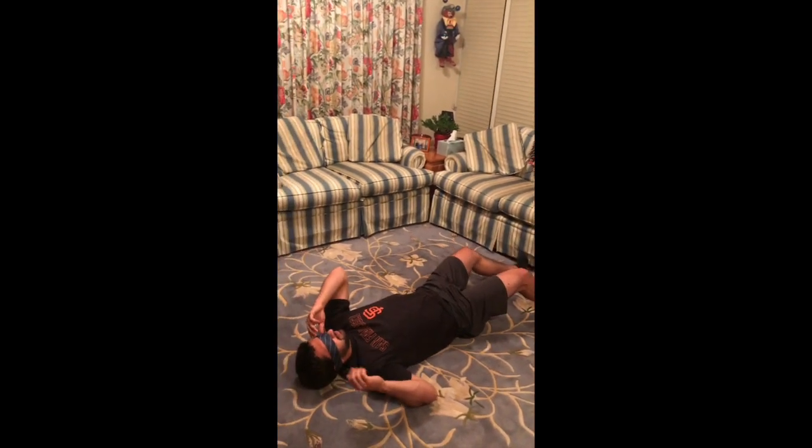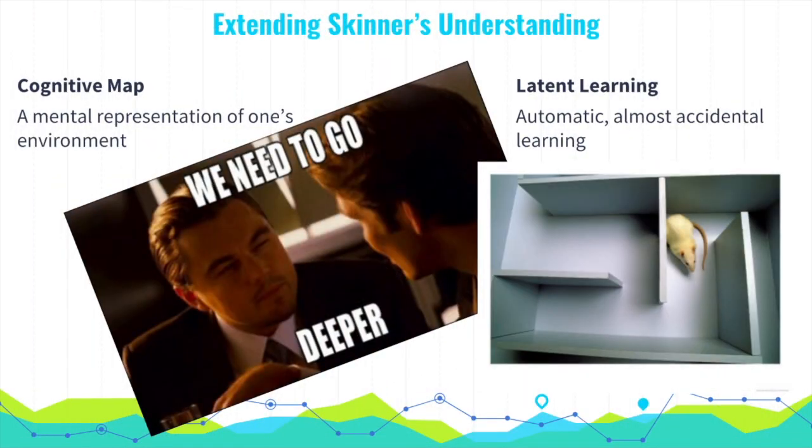Or maybe not. The other aspect is latent learning, or automatic, almost accidental learning. This can occur while riding shotgun in a car, when you subconsciously learn the route that the driver's taking, to a certain extent. There are, however, limitations to what can be taught through operant or classical conditioning, and these are largely found in biological constraints.